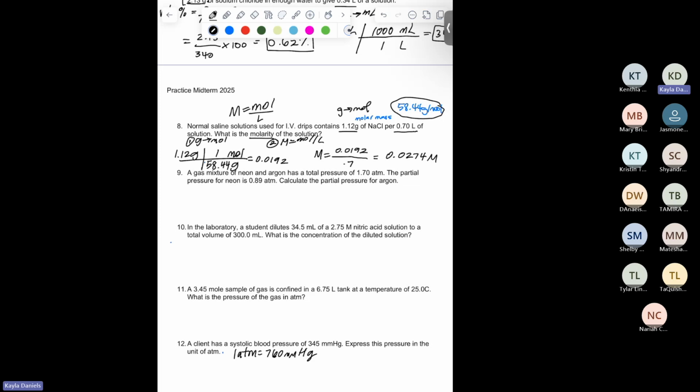Number 9. All right, so a gas mixture of neon and argon has a total pressure of 1.7 atmospheres. The partial pressure of neon is 0.89. Calculate the partial pressure. All right, so partial pressure.